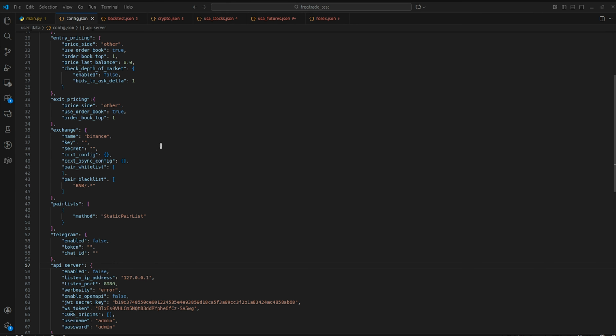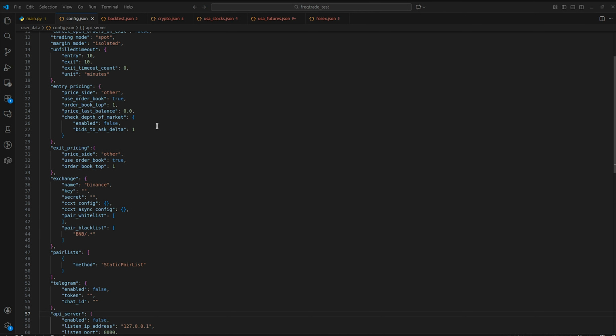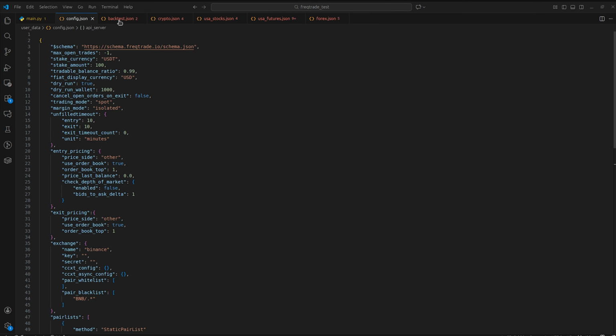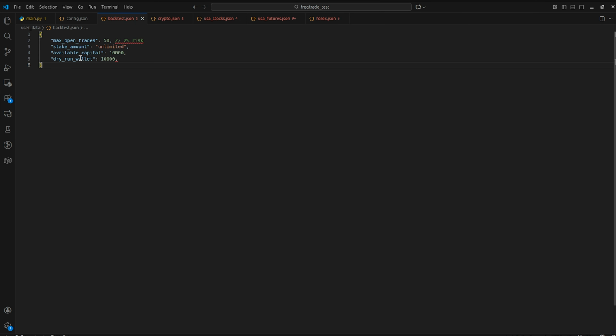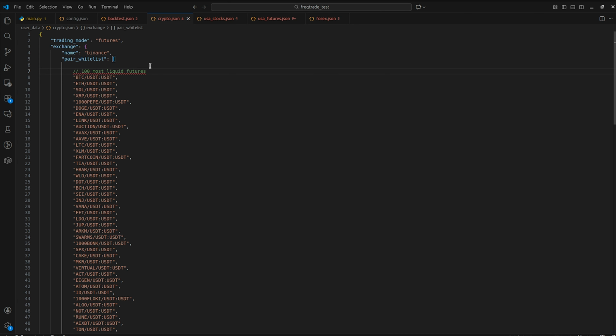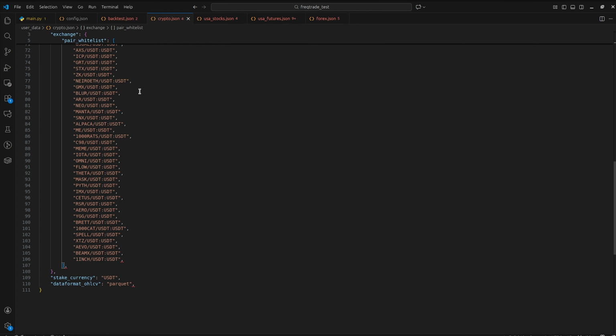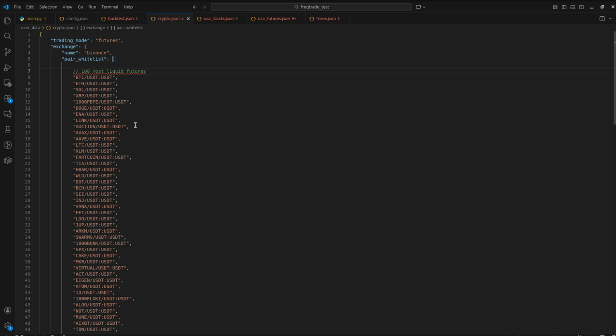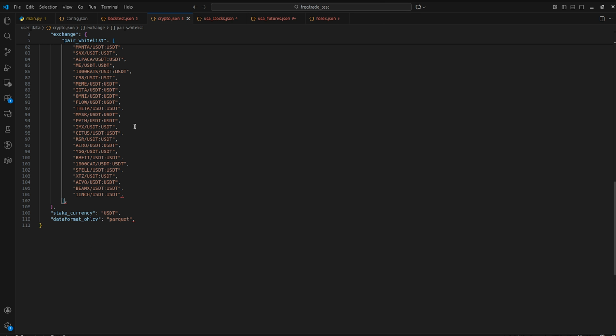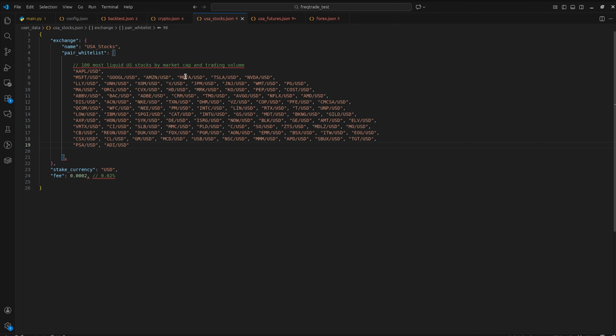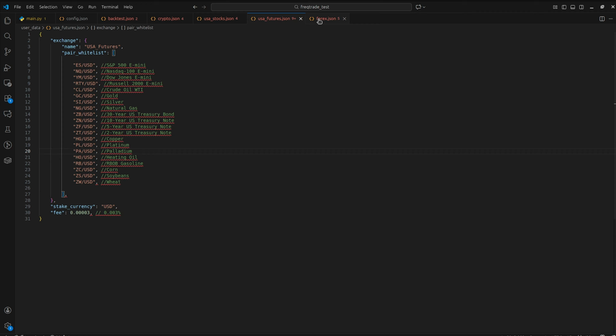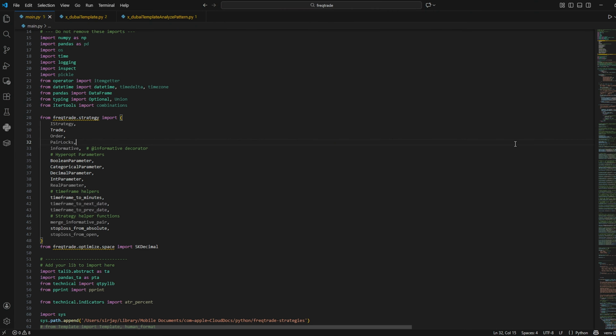First is config.json. It's a basic configuration file for the Freqtrade Python package. Next, backtest.json. It's a file that specifies some parameters for our trading logic. Next, crypto.json. Here we have a list of the 100 most liquid tickers that we are using. Next, US stocks, a similar file, but for the stock market. Then futures and Forex. And here is our main script.